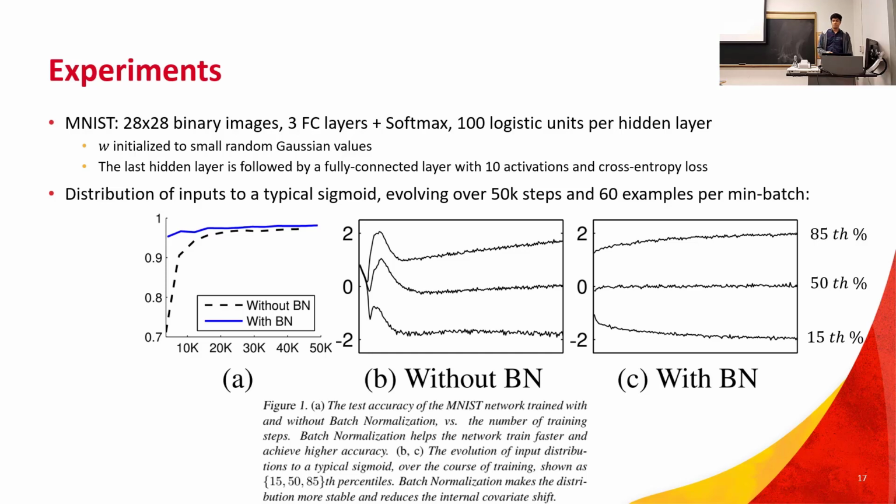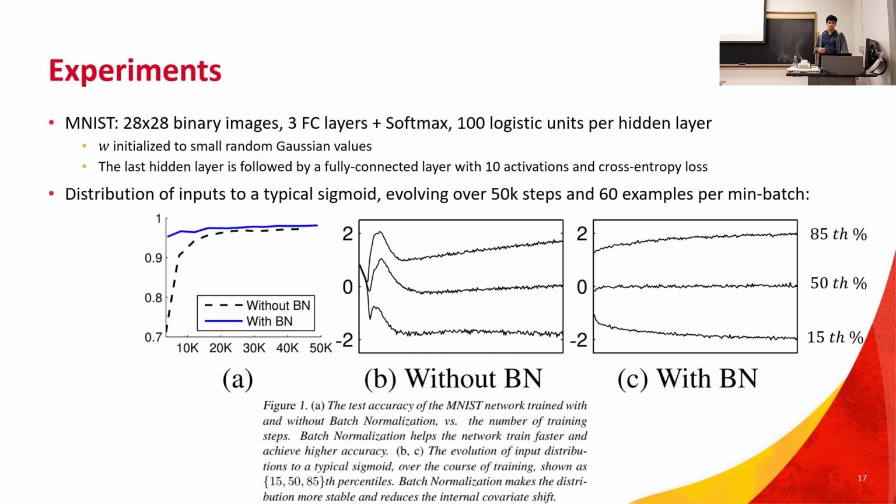At the end, the distribution of inputs to a typical sigmoid evolving over 50K steps and 60 examples per minibatch is shown in these 3 figures. The first one suggests that with batch normalization, our accuracy increases rapidly and gets to a higher accuracy. But without batch normalization, it takes time to get to that accuracy, and it doesn't even reach it, basically.